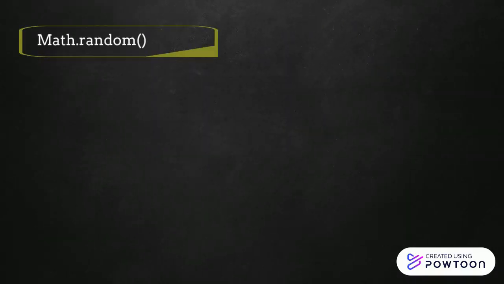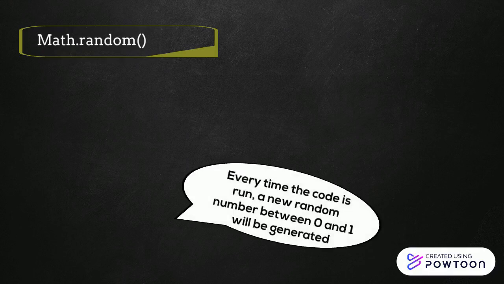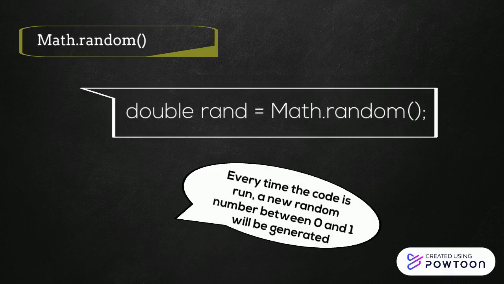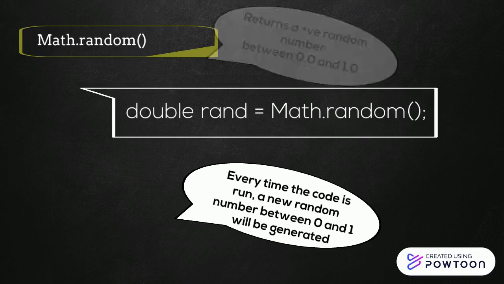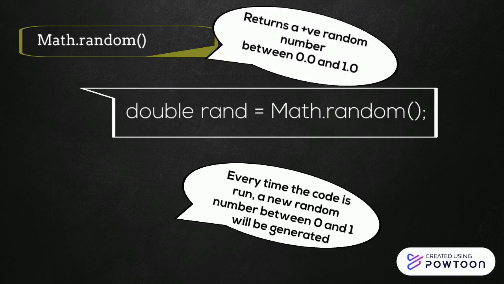In Java, you can also generate a random number. Every time you call it, a new random number is generated. So you use Math.random. You notice it doesn't take any arguments at all. And it always returns a positive number which is between 0 and 1.